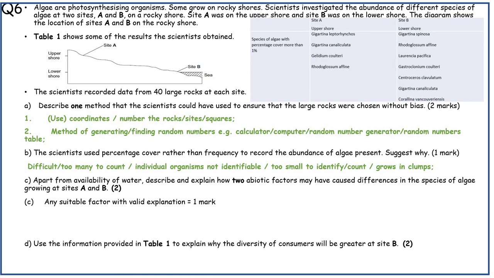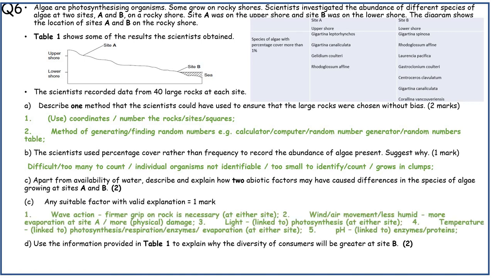Apart from availability of water, describe and explain how two abiotic factors may have caused differences in the species of algae growing at sites A and B. So, you could have wave action, gives a firmer grip on the rock. Wind or air movements or less humid means there's more evaporation at site A. Light linked to photosynthesis at either site. Temperature linked to photosynthesis or respiration or enzymes or evaporation. And pH linked to enzymes or proteins.